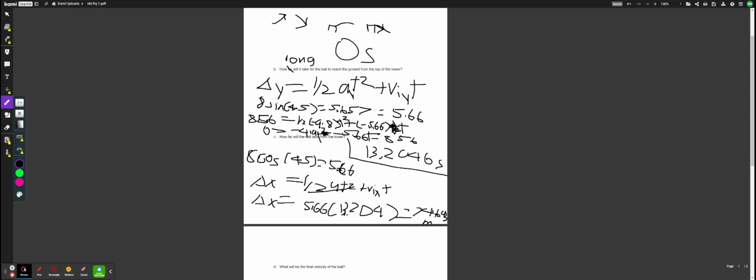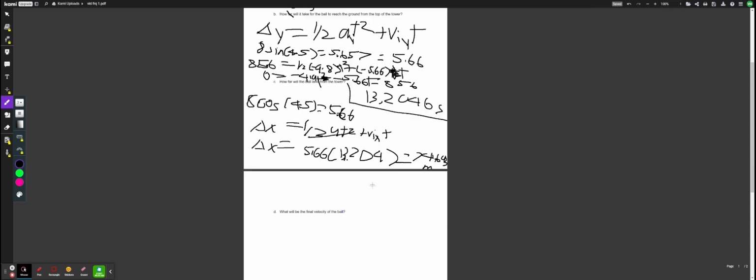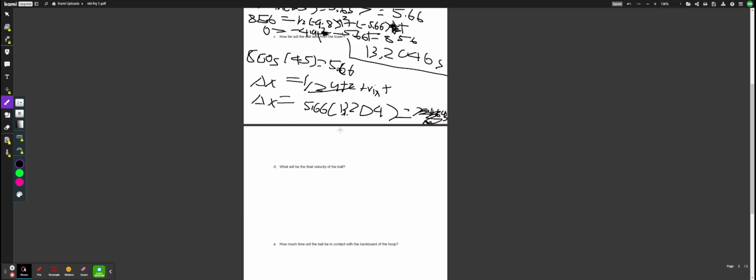Away from the tower in the x direction. Okay, write that down a little nicer down here. 74.93 meters. How far? What will the final velocity of the ball be?